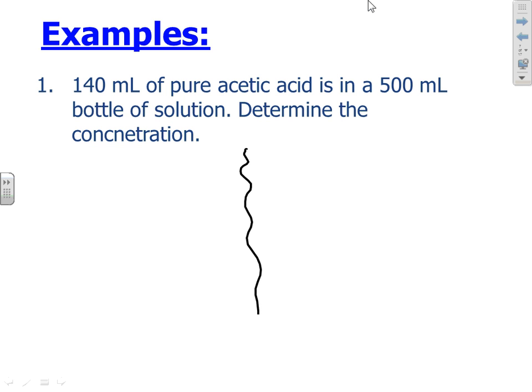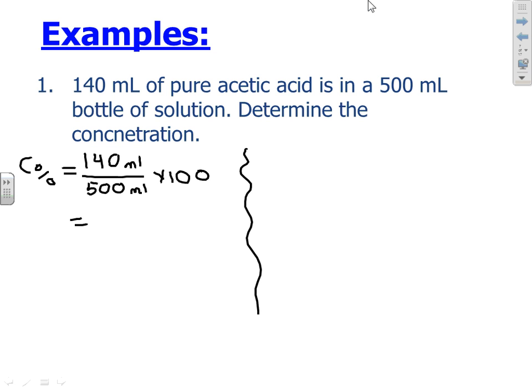So I'm going to break this into two parts. If we were treating this just like a regular percentage, we know that percent, and you could put percentage concentration if you'd like, is equal to, in this case, I've got milliliters and milliliters, the volume of the solute divided by the solution, 140 milliliters in 500 milliliters of solution. In order to turn that into a percentage, times 100, and we would have a concentration, okay?